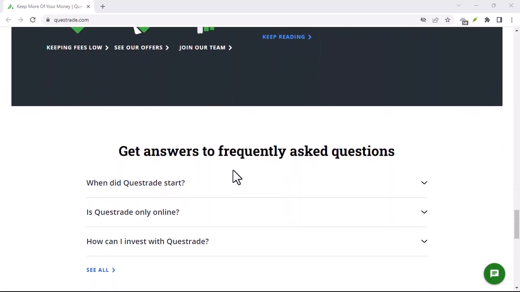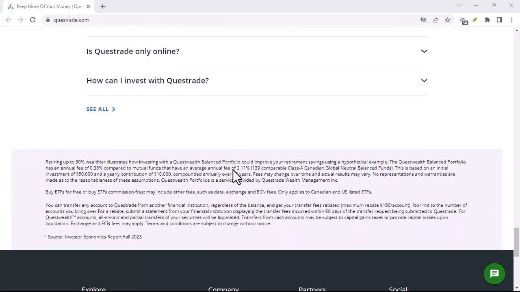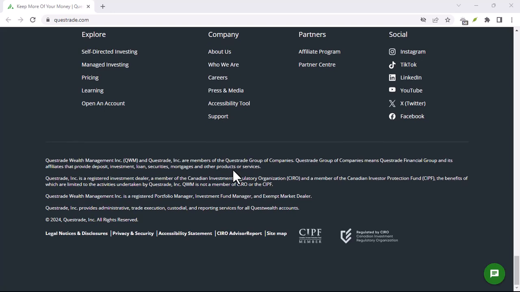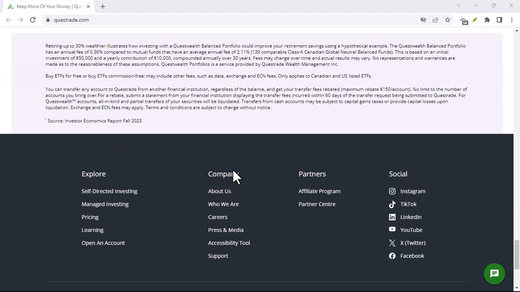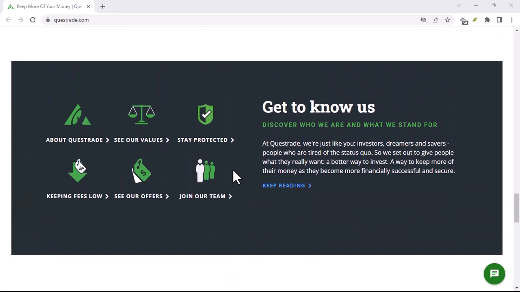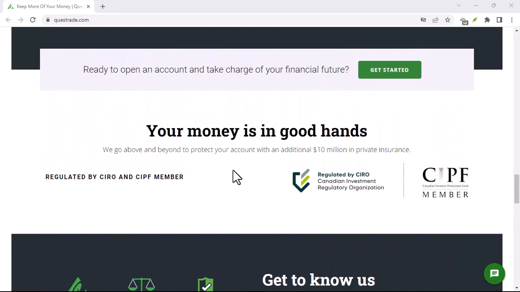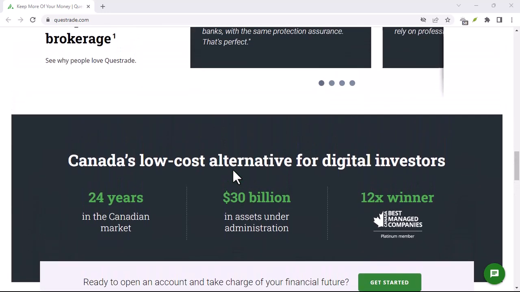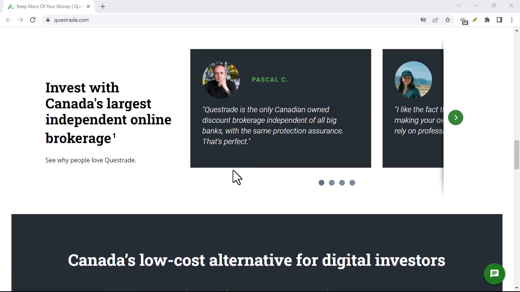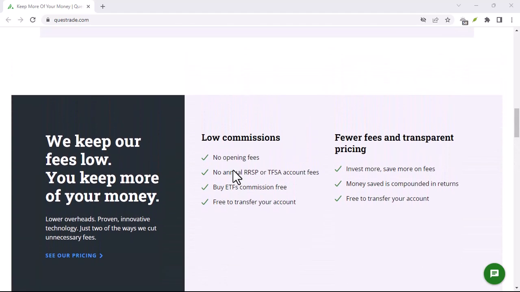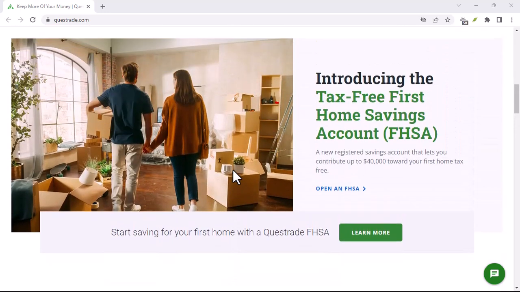The cost of trading ETFs on Questrade. There are a few different factors that can affect the cost of trading ETFs on Questrade. These factors include the type of ETF you're trading, the size of your trade, whether you're using a commission-free account. Types of ETFs. There are two main types of ETFs: index-based ETFs and actively managed ETFs.